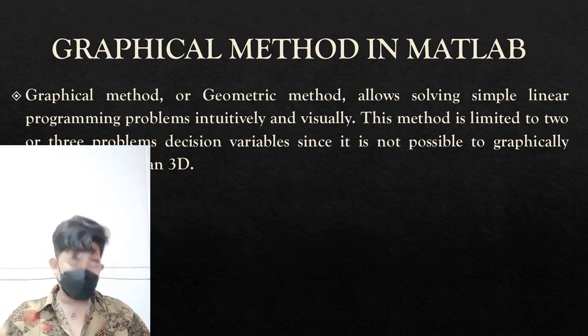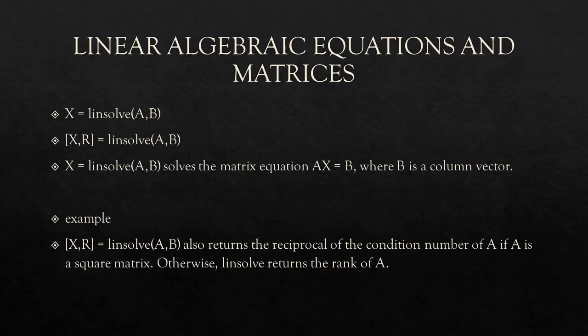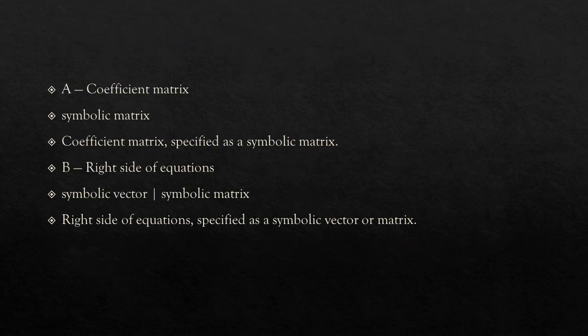And now let's talk about linear systems. Linear algebraic equations and matrices. X equals linsolve(A,B), or X equals A backslash B. X = linsolve(A,B) solves the matrix equation AX = B, where B is a column vector. Example: [X,R] = linsolve(A,B) also returns the reciprocal of the condition number of A if A is a square matrix; otherwise linsolve returns the rank of A.